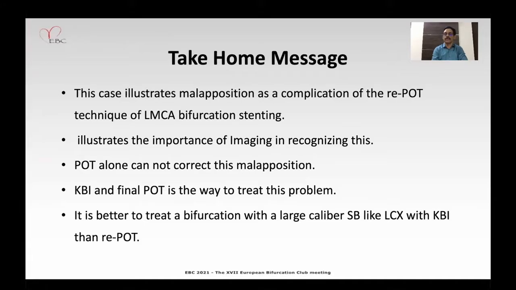The kissing will correct the malopposition in the distal main vessel, which is LAD here, and the final POT will correct the malopposition in the LMCA, which is the proximal vessel. And it also illustrates the importance of imaging in recognizing this.